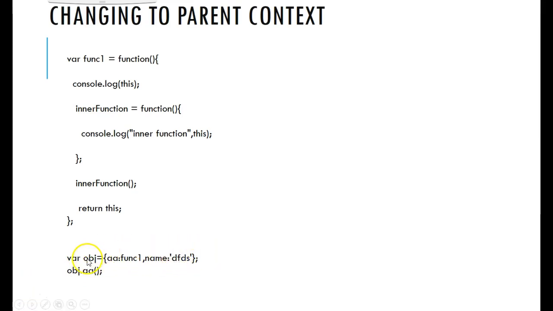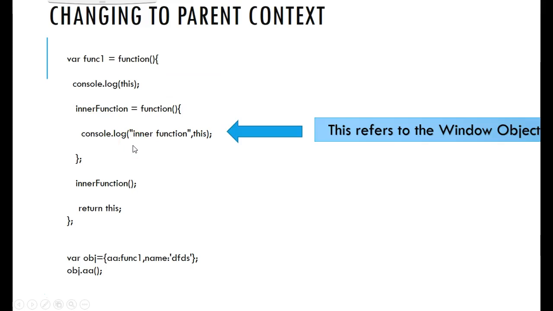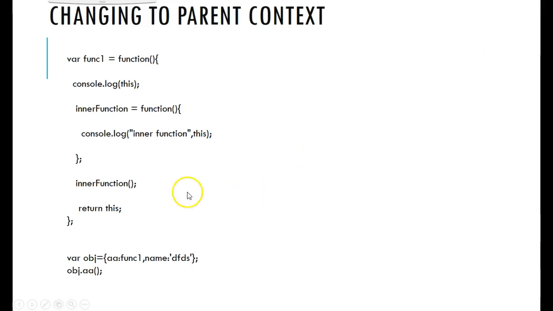This is the object, okay, and I'm calling this func1 as an object method of this obj. As you would have guessed, this here will point to the object obj, since I have called it as a method. But if you take the inner function, this will refer to the window object, since the inner function is called with implicit window.